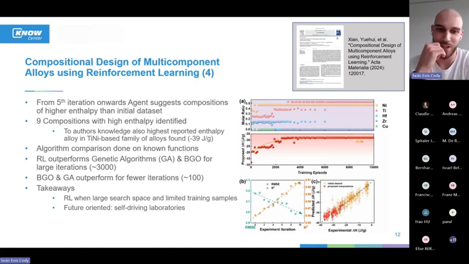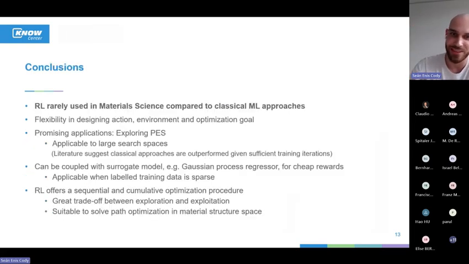And this can then be done automatically. And yeah, this already leads us to the conclusions or takeaways from this short presentation. It's essentially that, surprisingly, reinforcement learning is rarely used in material science compared to the classical machine learning approaches.